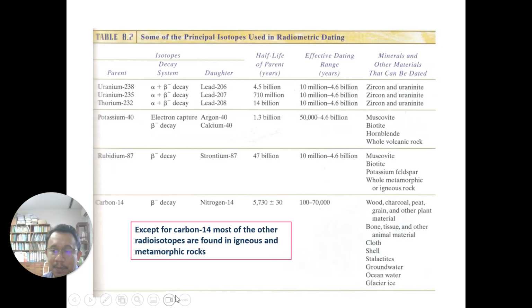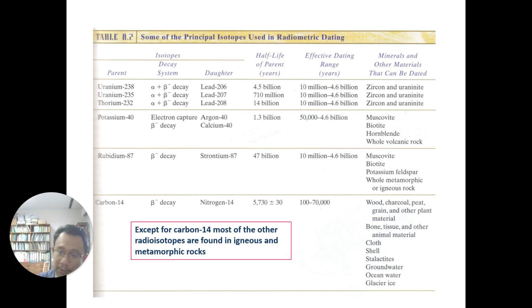So these are some of the isotopes that are used for radiometric dating, including uranium-lead decay, potassium-argon, and rubidium-strontium. Notice the half-lives here: 4.5 billion years, 1.3 billion years, 47 billion years. So they are suitable to date rocks which are very old.